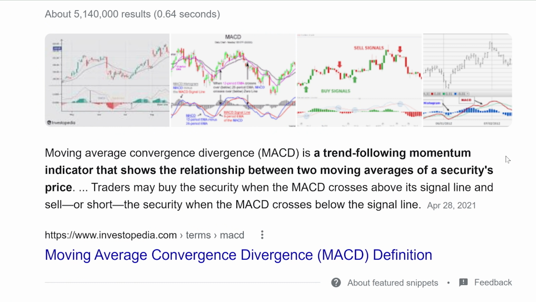Now the 12 and 26 EMAs are essentially the zero line on the MACD. So now, what is the MACD? The moving average convergence divergence is a trend following momentum indicator that shows the relationship between two moving averages of a security's price. Traders may buy the security when the MACD crosses above its signal line and sell or short the security when the MACD crosses below the signal line.